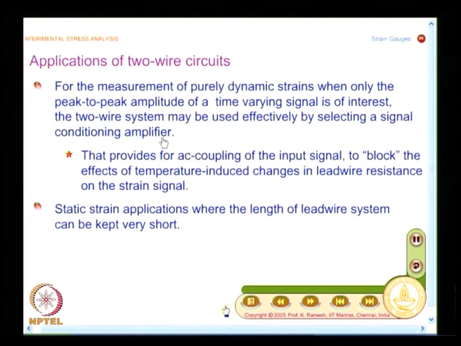The conditioning amplifier needs to provide for AC coupling of the input signal to block the effect of temperature induced changes in lead wire resistance on the strain signal. And you know, you have also done an experiment in the laboratory class using the strain gauge, where you had a specimen very close to the strain meter. You must have hardly used half a meter of length of lead wire. So, when the length of lead wire is very small, and you also use a high quality copper wire conductor which has very less resistance, 2 lead wire is all right.